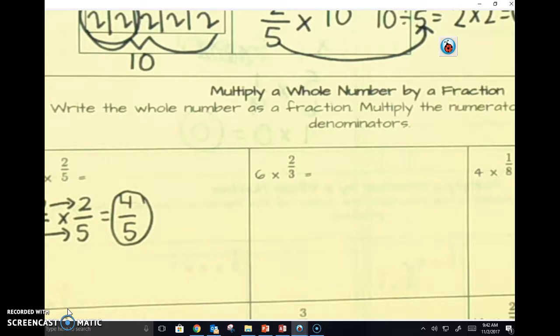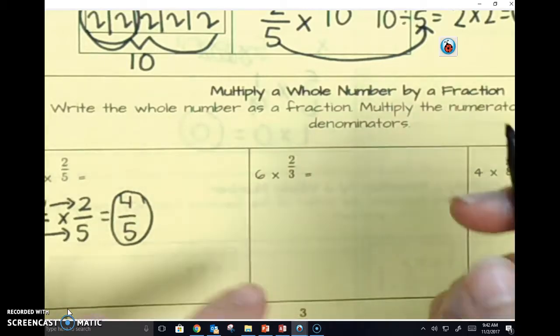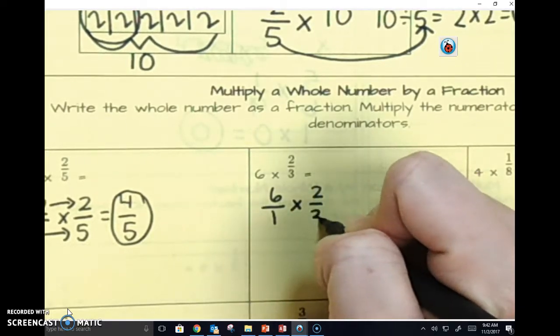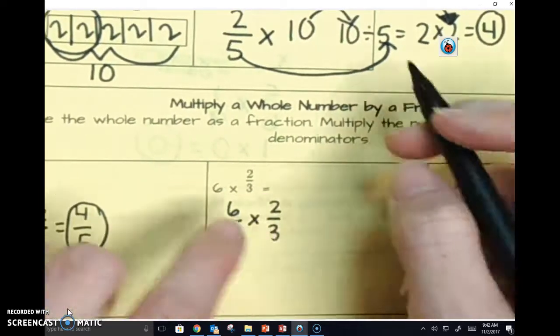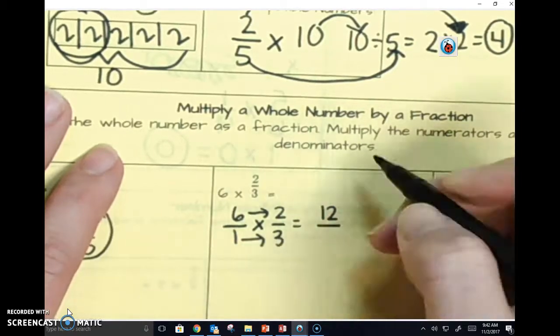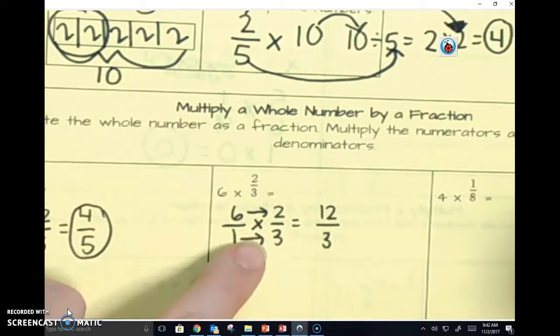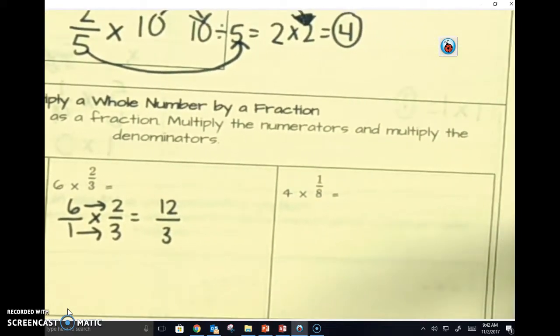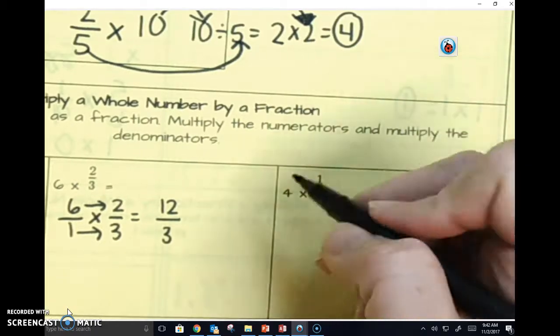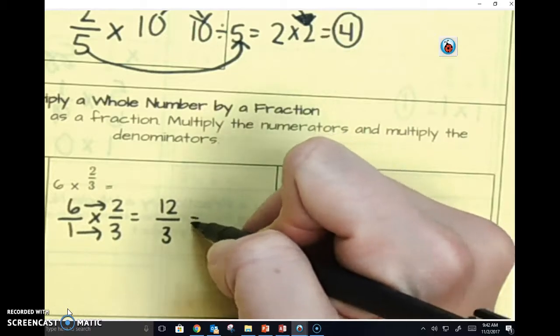Okay, 6 over 1 times 2 over 3. We're going to multiply the top numbers, and we get 12. 3 and we have 1. Oh, it's a whole number. Okay. That is an improper fraction because the top number is bigger. You can turn it into a whole number. 3 can go into 12 4 times, so the whole number is 4.